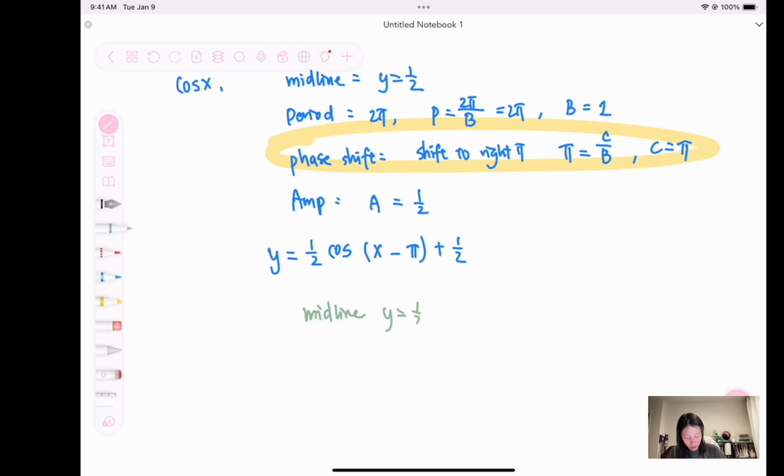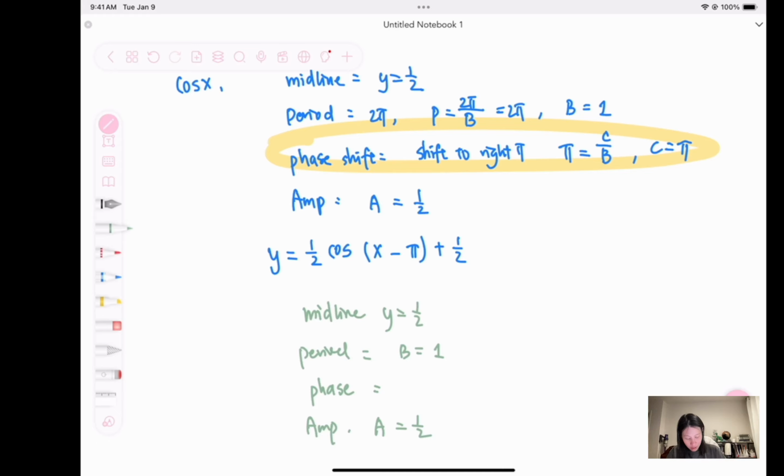So the third way to solve it: the midline is still y equals 1/2, and the period we found is still 2 pi, so b still equals 1. The amplitude a is still 1/2, but the phase didn't shift, so c should equal 0 because it didn't shift. But what happened is the function is flipped upside down.